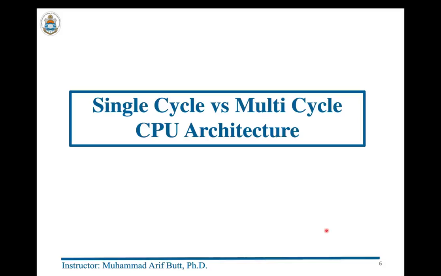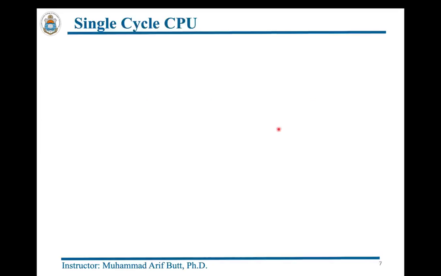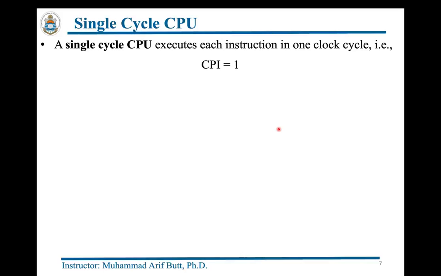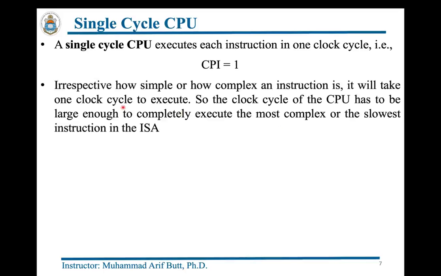Well, dear students, before I talk about pipelining, let me set the stage right by letting you know the difference between a single cycle and a multi-cycle CPU architecture. Let us talk about the single cycle CPU first. A single cycle CPU executes each instruction in exactly 1 clock cycle. That is, the CPI of a single cycle CPU is 1. Irrespective of how simple or how complex an instruction is, it will take 1 clock cycle to execute. So the clock cycle of the CPU has to be large enough to completely execute the most complex or the slowest instruction in the ISA.